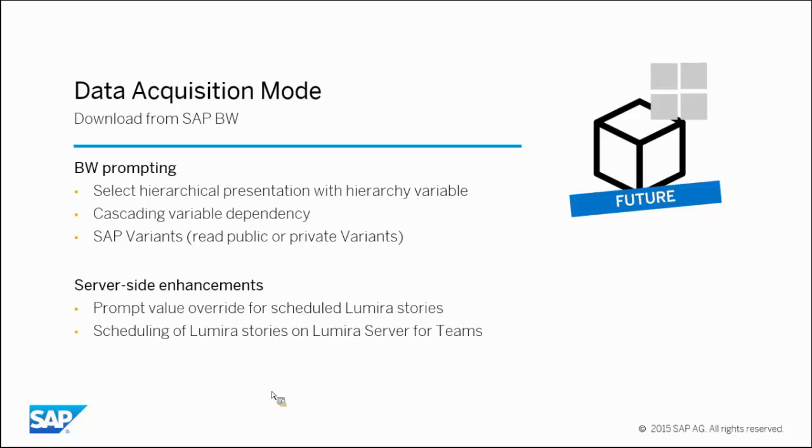On the server side, we are looking at providing the capability to enter the prompt values during the schedule. So you restrict the output of the scheduled instances based on the prompt values you have provided. And also, we do plan to support scheduling on Lumira Server for Teams so that you can take advantage of the scheduling capability to create an instance to have the latest document, latest instance available on Lumira Server for Teams as well, which the end users can utilize instead of every time refreshing the document.